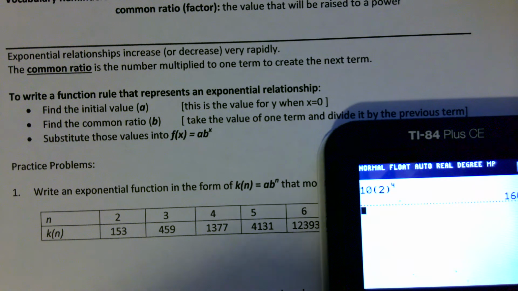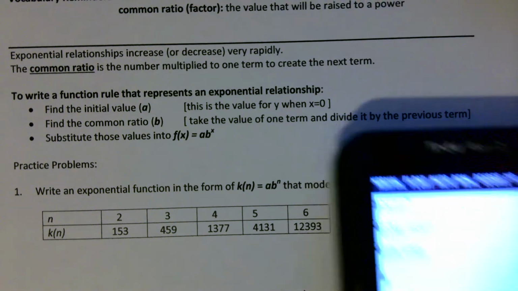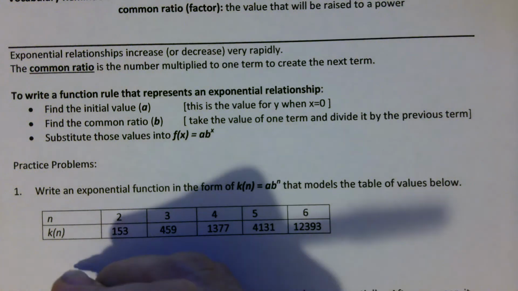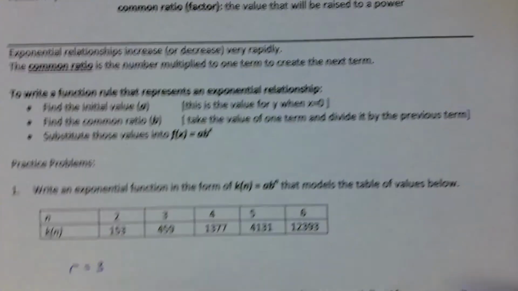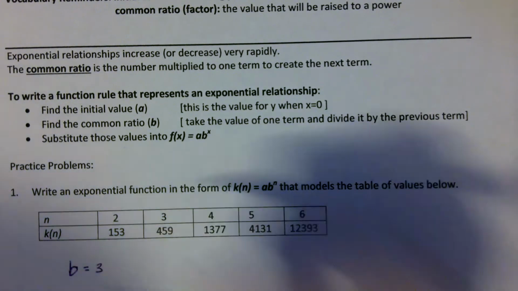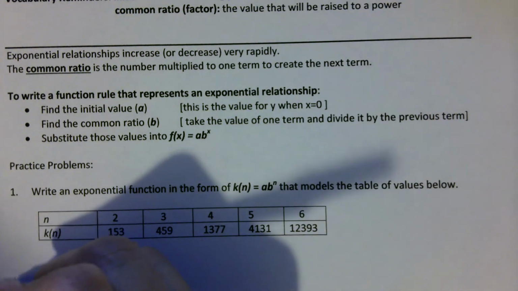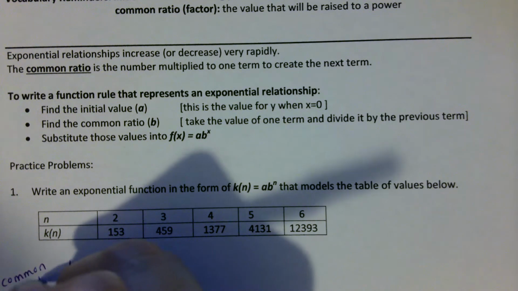We're going to have 4,131 divided by the previous term, 1,377, and I get 3. Let's try that with another number. 459 divided by the previous term, 153, and I get 3. And if I did that a number of times, I would still get 3. So my common ratio is 3. We're going to call that my b. My common ratio is my b.